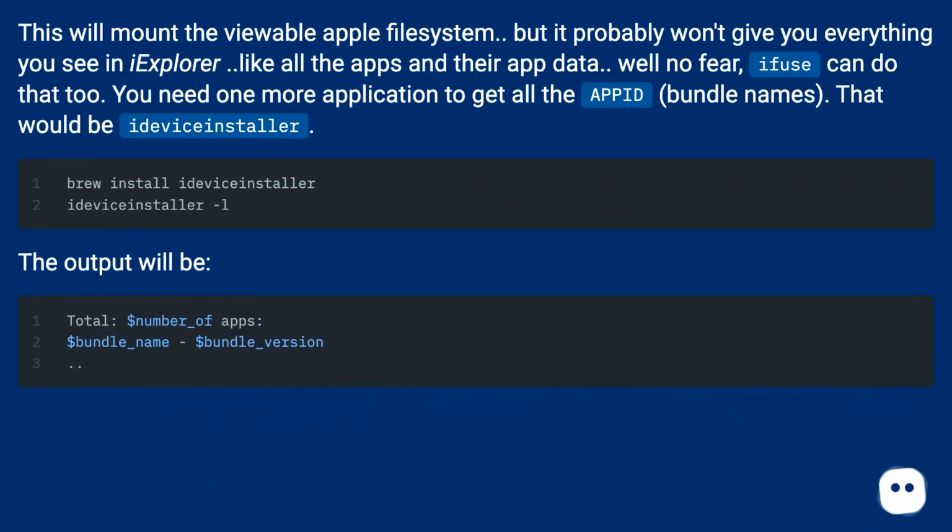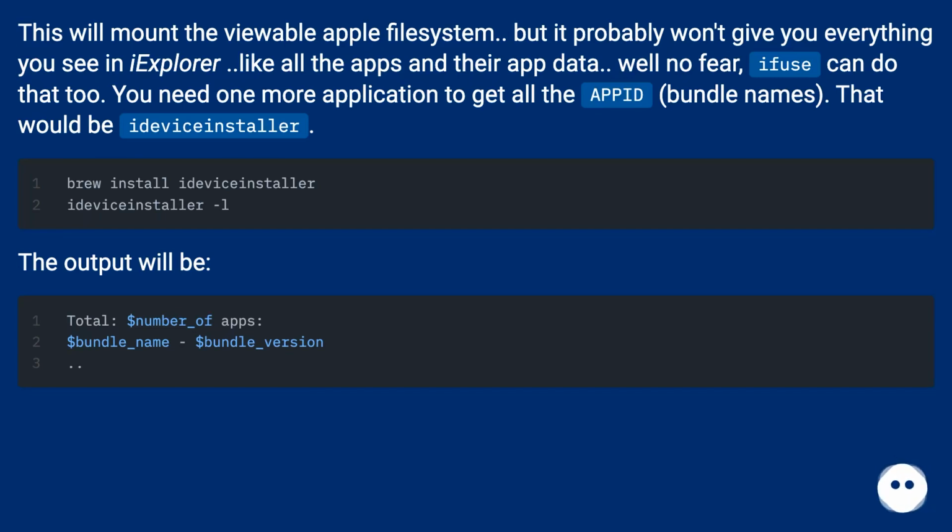This will mount the viewable Apple file system. But it probably won't give you everything you see in iExplorer, like all the apps and their app data. Well, no fear, ifuse can do that too. You need one more application to get all the app bundle names. That would be ideviceinstaller.